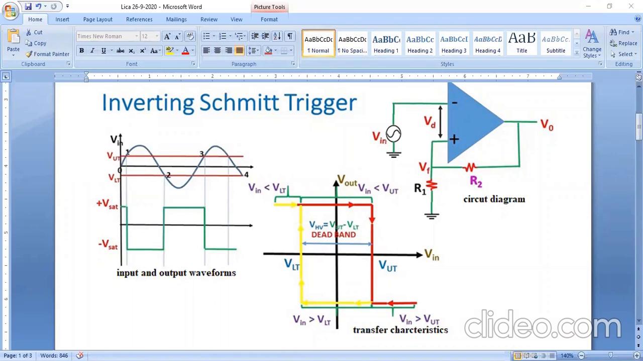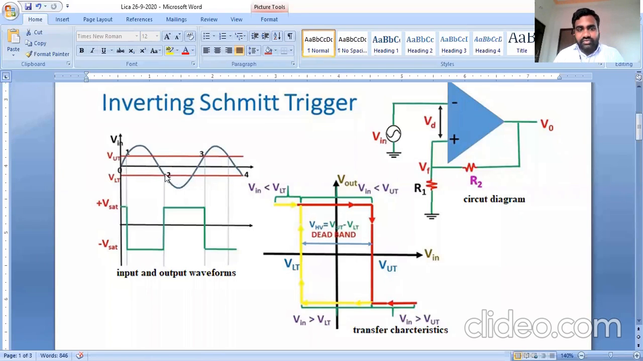That means the sinusoidal waveform, the instantaneous voltage or time-variant signal which we are giving as an input to the inverting terminal of the operational amplifier, will come across two references. One is the upper threshold voltage and the second one is the lower threshold voltage. At what condition does V saturation happen? When the input voltage is greater than the upper threshold voltage, or greater than the lower threshold voltage.